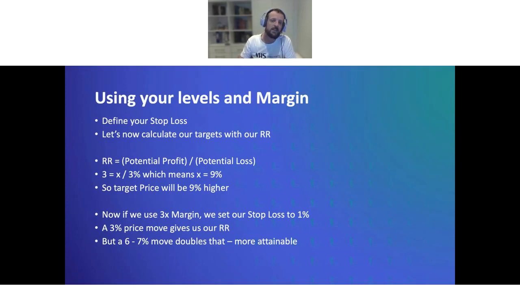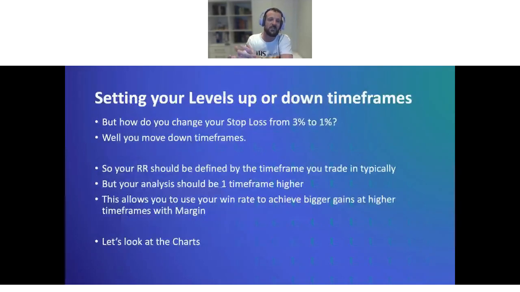So really then the question is, well, how do you change your stop loss from 3% to 1%? And I think you can't just move it. How do you do it? So what you actually do is you move down time frames. And that's where I sort of talk around almost becoming a time traveler.